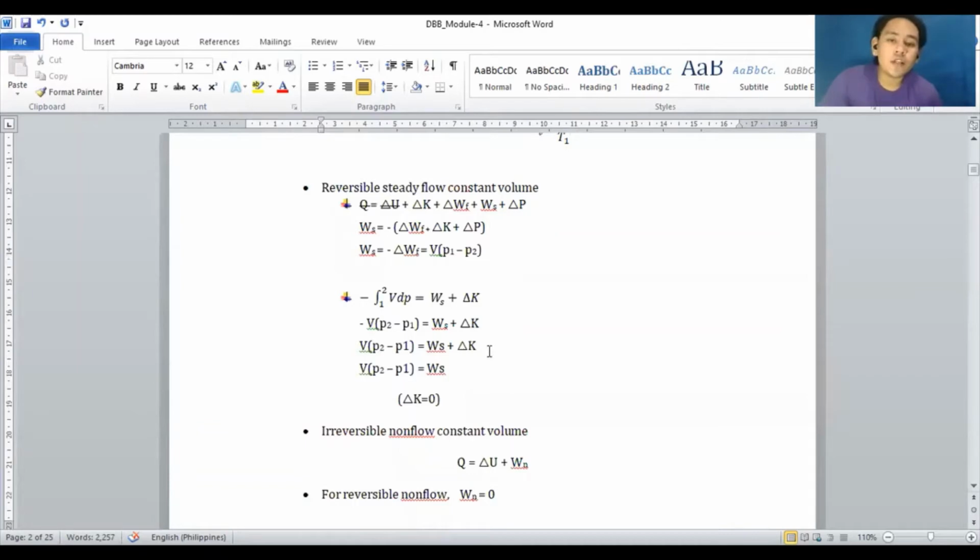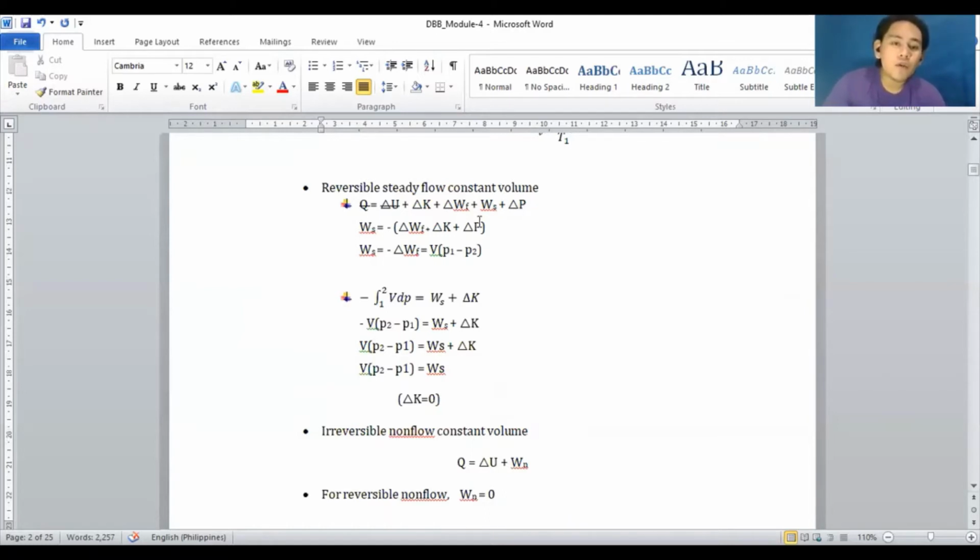Now, the reversible steady flow constant volume. As we remember from previous chapters of our Thermodynamics 1, we discussed conservation of energy. That conservation of energy is this: heat is equal to your change in internal energy plus change in kinetic energy plus your change in flow work plus your steady flow work and change in potential energy.